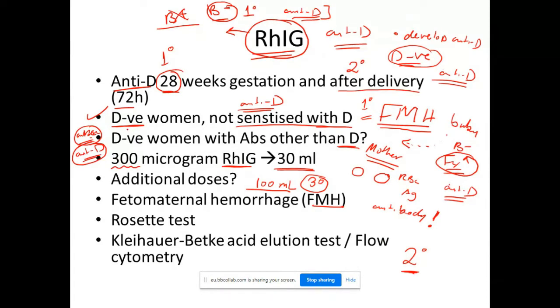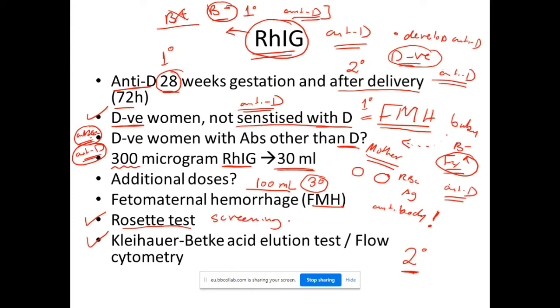She needs an additional dose. So that means I have to know how much bleeding, in order to know how many doses she needs, 1 or 2 doses. So how to do that? How to calculate or know how much bleeding we have, we have to do 2 different tests. We have a Rosette test. Okay, this is screening.